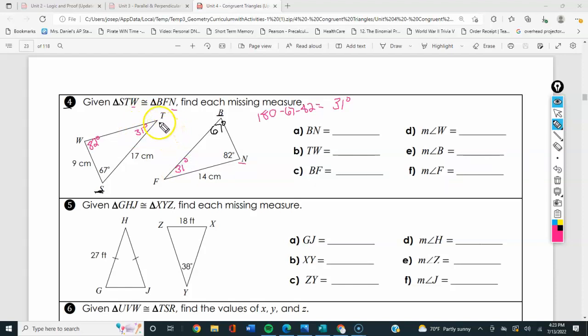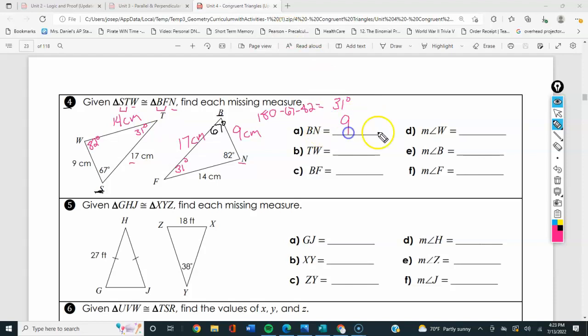Alright, now let's do the sides. So TS is 17. ST is 17. So it means BF is 17. Okay. That's 9. This is 9. That's 14. This is 14. And that should be enough information now for me to answer all the questions over to my right.